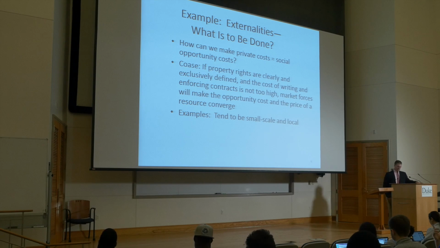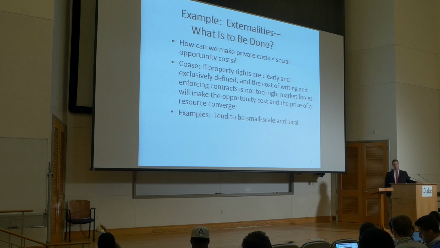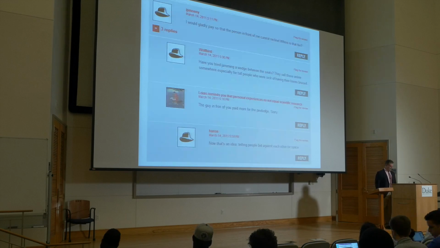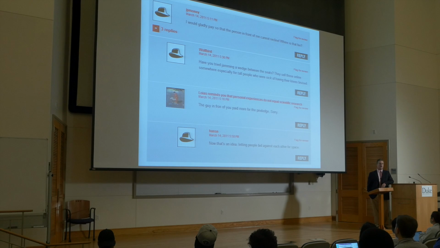So we talked two lectures ago about externalities as a problem with this. How can we make sure that private costs and social opportunity costs are the same? Well, there may be local problems with transaction costs, but let me give you an example of an externality many of y'all are probably familiar with.